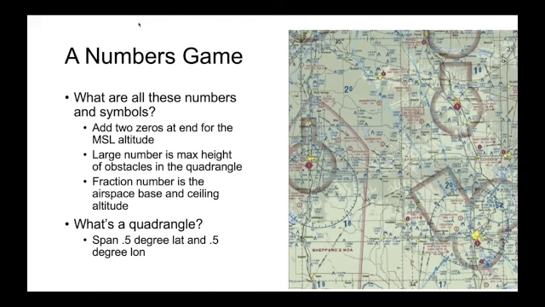Again, add 2 zeros at the end for any MSL altitudes. Here I've got a 20, add 2 zeros. It tells me it's 2,000 feet in that quadrangle. The quadrangle is this dip marks here, if you follow my cursor.